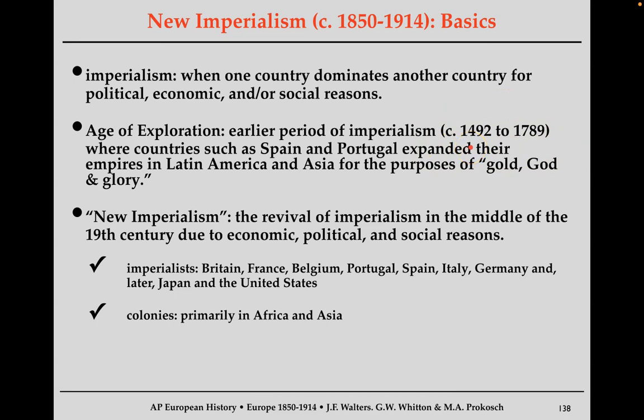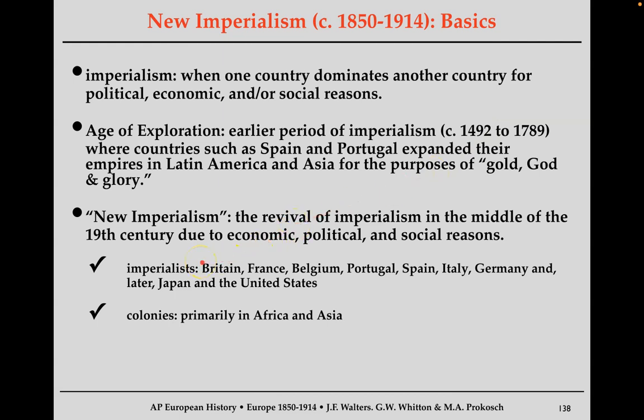So this would be the old imperialism time period right here, 1492 to somewhere in the 18th century. And the causes of it, well, a lot of them will actually be similarities. For example, with old imperialism, it was God, glory, gold. We are going to see similar economic, political, and social reasons with new imperialism. But we'll get into a little bit more specificity than we probably did with old imperialism.